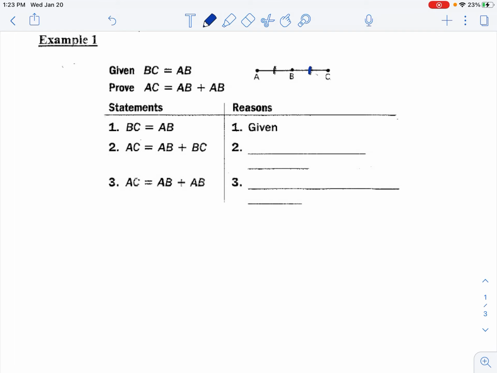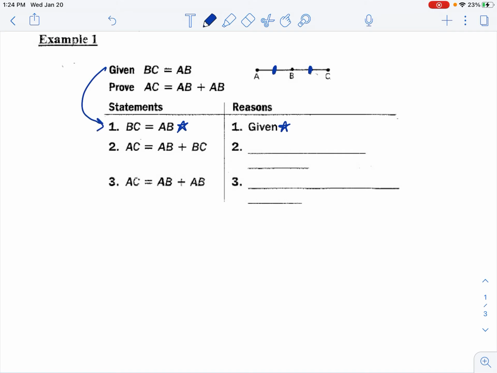Now first you'll see up here that it is already marked. I'm highlighting these tick marks here. The tick marks mean they're congruent. I'm going to try to prove that AC, the whole thing, is equal to AB plus AB. So here we go. First you'll notice I always put in my given statement first. That is just what is given to me.